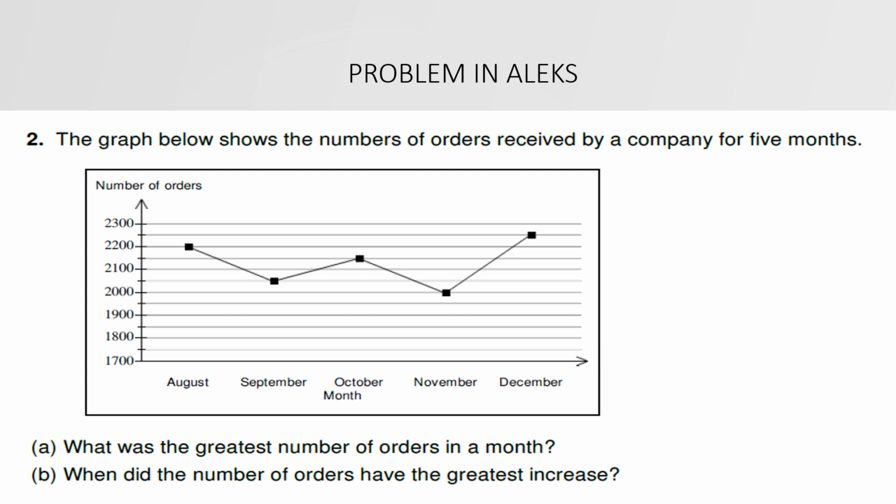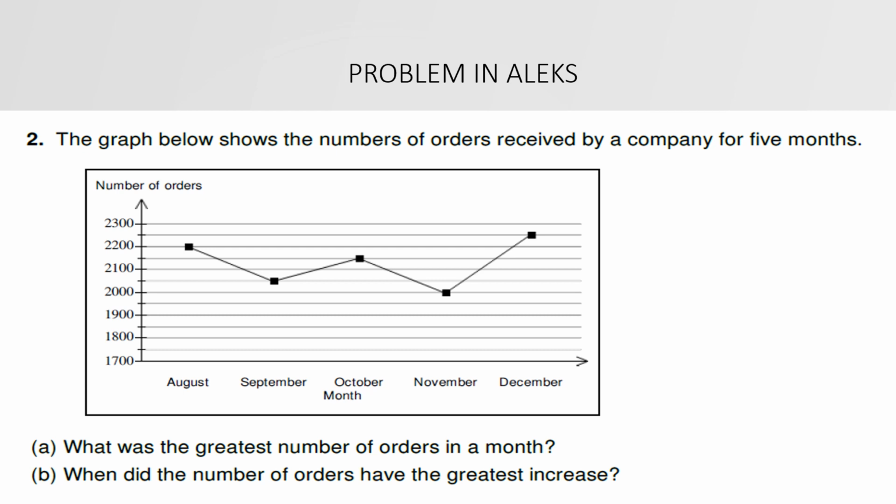Why are those points joined? The reason for joining the points is because with these line graphs, you can see more easily the way that something increases or decreases. So you can see that in August, they started with 2,200 orders, but the line is going down until in September you find that it's 2,050 orders. So if the line goes down, it means that the orders decreased.